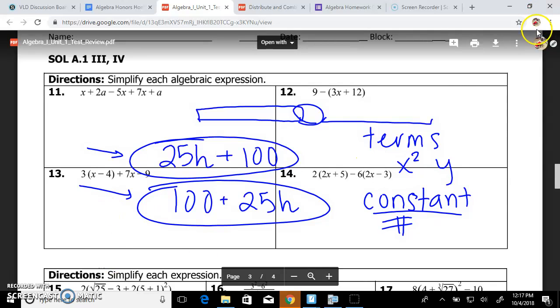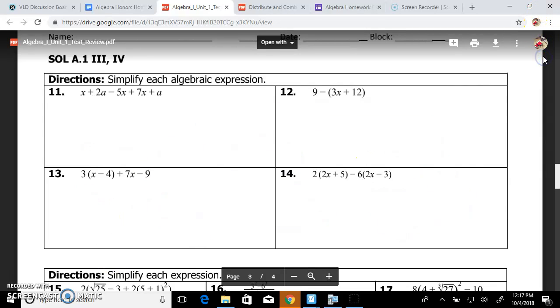Now we're simplifying algebraic expressions. So we're looking for distributing and combining like terms. Always distribute first if you can, and then after that, combine like terms. For 11, we don't have anything to distribute because I don't have any parentheses, so we're just going to identify like terms and combine them.